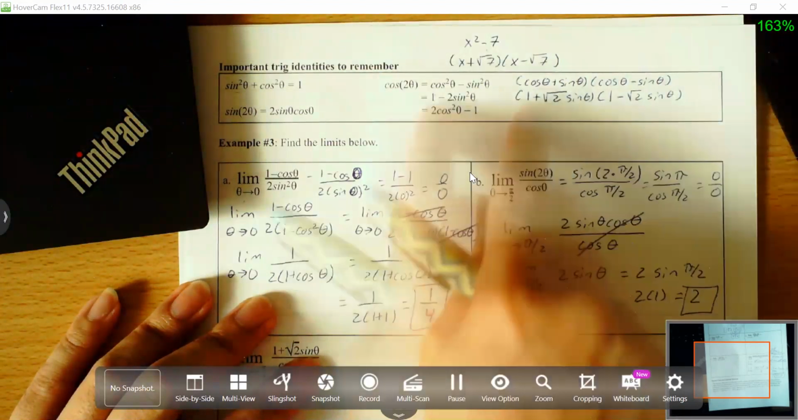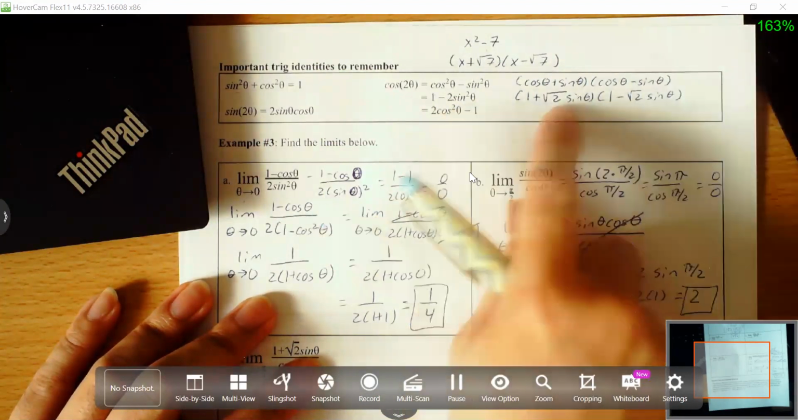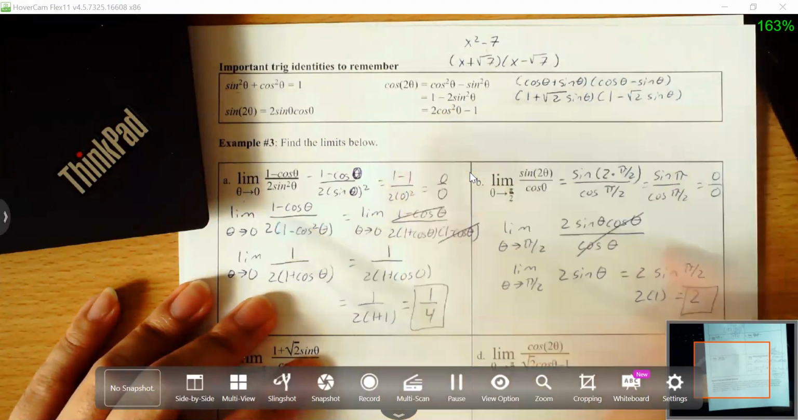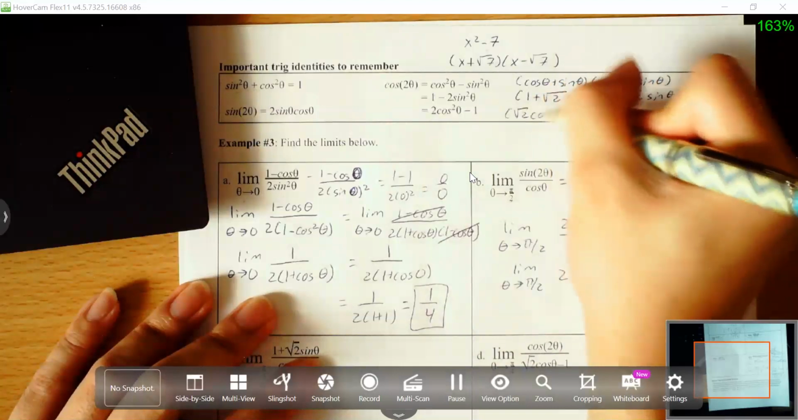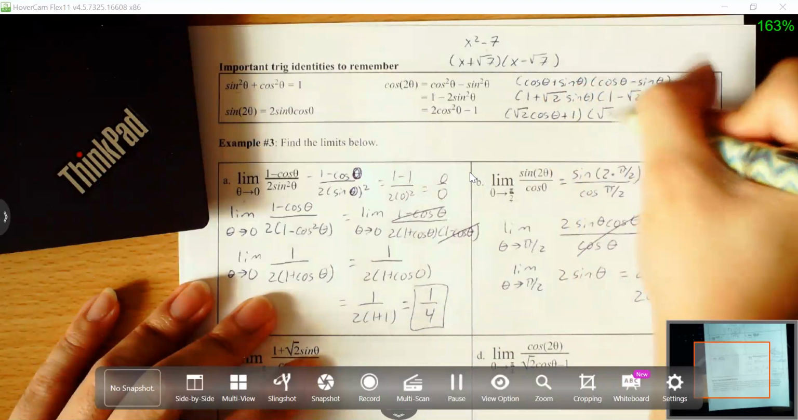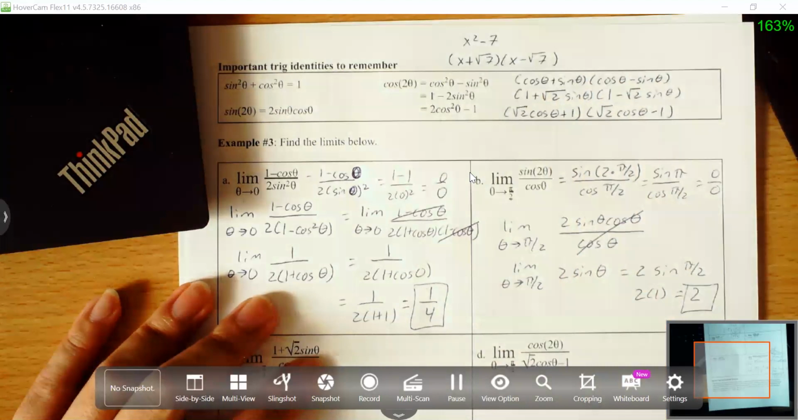The 1's break down into 1 and 1. The sine squared is sine and sine. And then the 2 is root 2 and root 2. Same thing happens down here. I could break this into root 2 cosine theta plus 1, root 2 cosine theta minus 1. So I just use difference of squares to do all of that factoring.